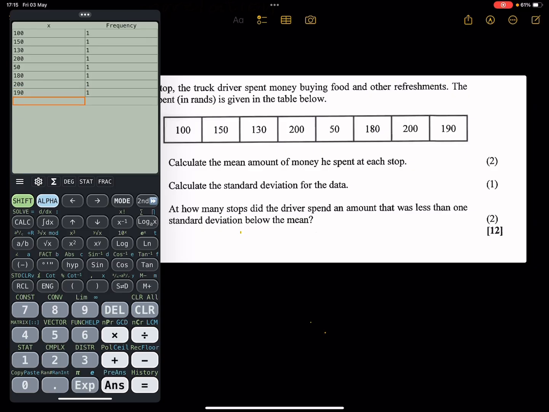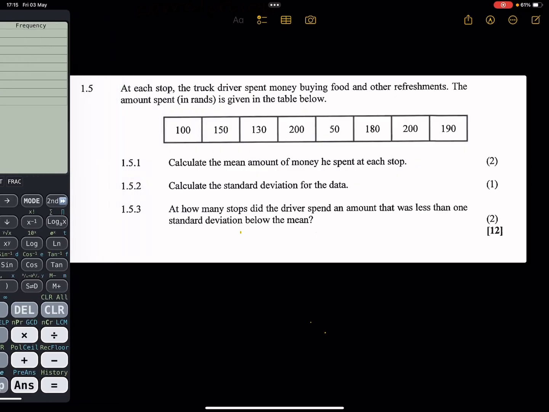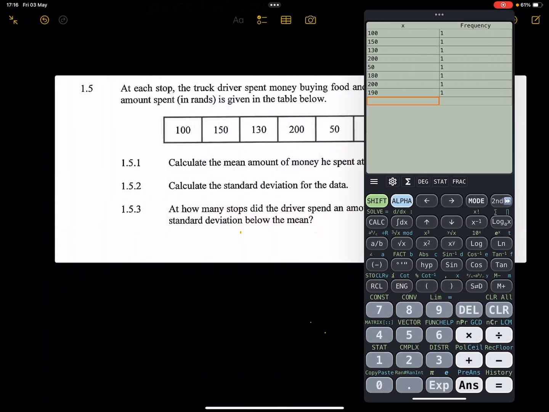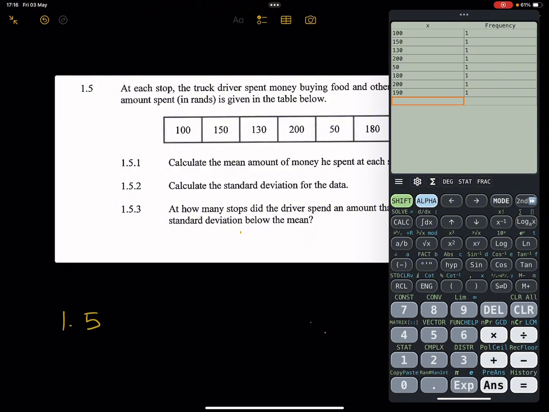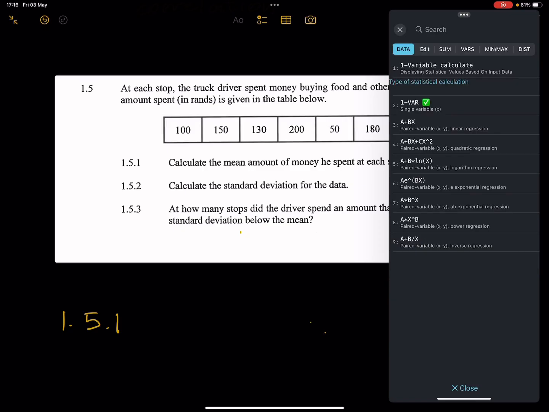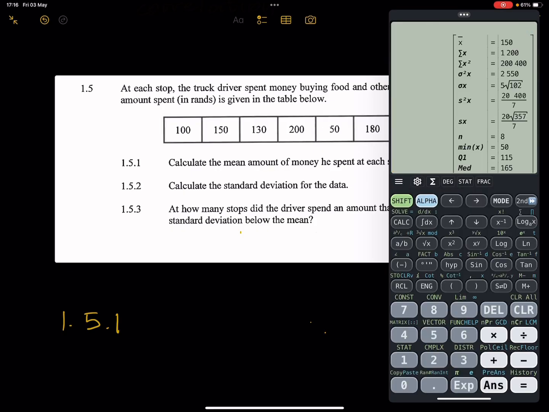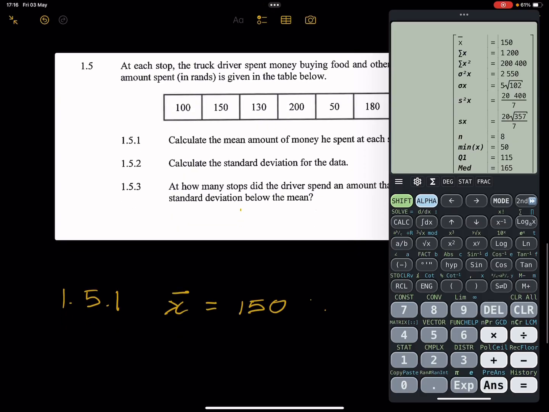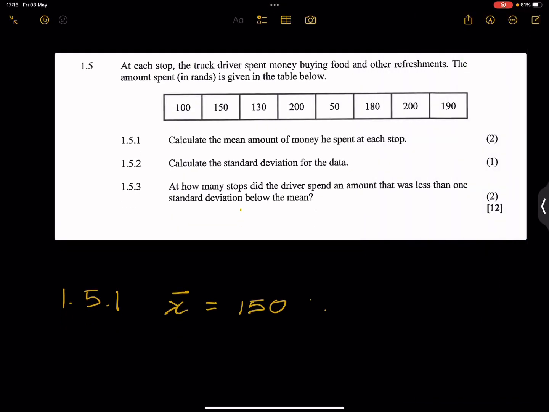They say to us, calculate the mean amount of money he spent at each shop. So to get the mean amount of money, again, we're going to say shift, go to my stat mode. So what am I looking for now? One variable calculation. My calculator gives all my data at once. So my mean in this case is 150. And the second question says calculate the standard deviation of the data.